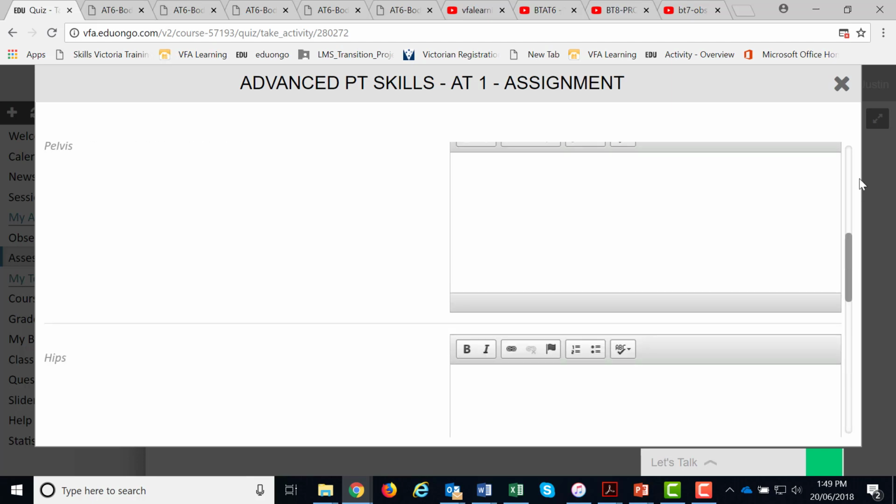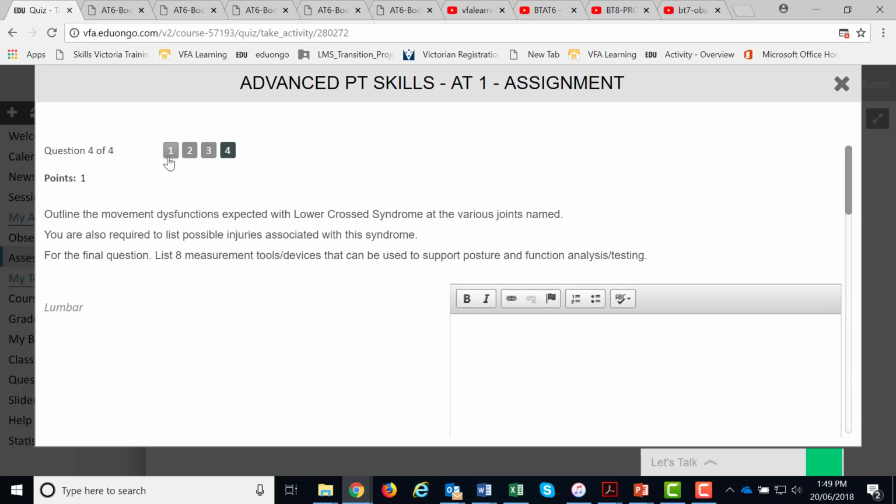So this assessment task is fairly straightforward. You just need to complete components 1, 2, 3, 4, but make sure you're accurate and you refer to the information you've learned in class off your trainer to ensure the information that you provide is accurate.